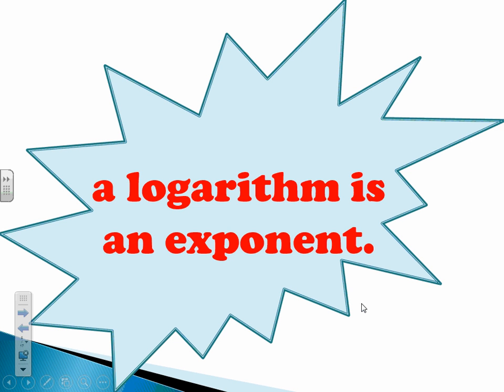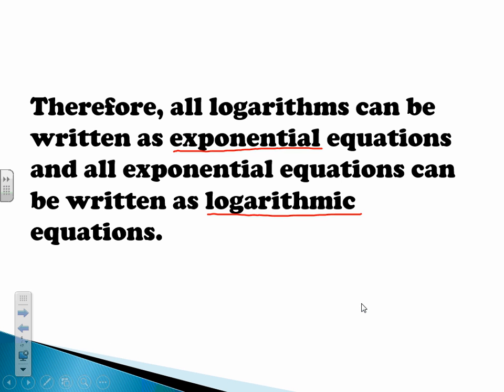A logarithm is an exponent. So what does that mean? If a log is an exponent, that means an exponent must be a log. Exactly. Vice versa. Therefore, all logarithms can be written as exponential equations, and all exponential equations can be written as log equations. They go forward and backwards.